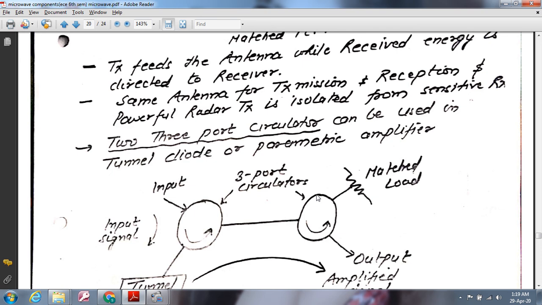So this is the property of the gyrator, and this is all for today's lecture.